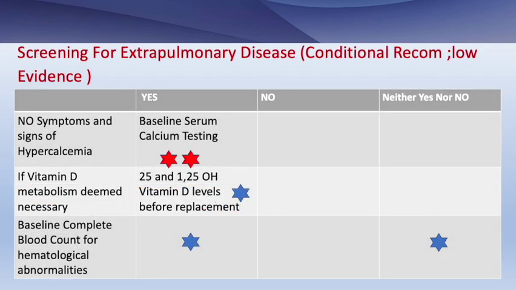The other three variables that have to be mentioned here include calcium levels, and this is the only strong recommendation that comes out of screening for extrapulmonary diseases. So even if the patient does not have any symptoms and signs of hypercalcemia, you must always do a baseline serum calcium testing, which is very important because abnormal calcium metabolism will not only lead to hypercalcemia, hypercalciuria, kidney stones, and renal failure. It is also the most common cause of sarcoidosis related renal insufficiency.